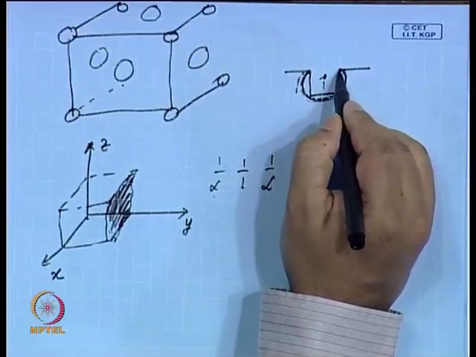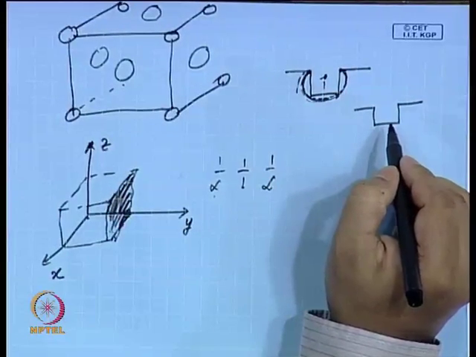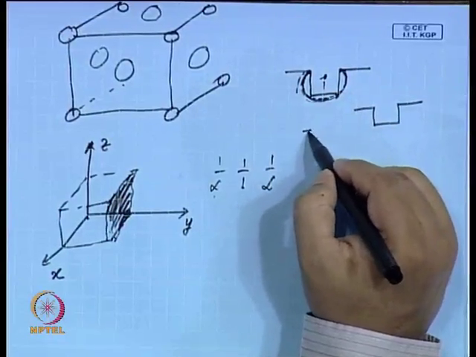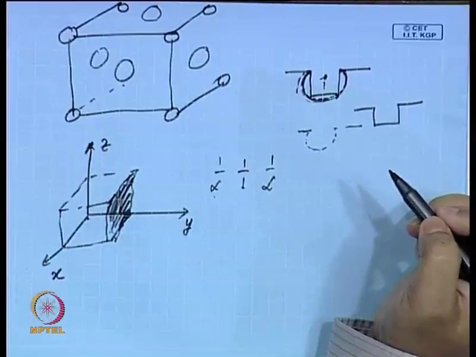So, this is not isotropic etching either. Isotropic etching means this is isotropic etching. Okay.